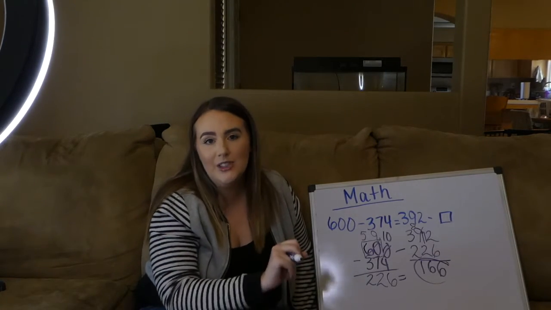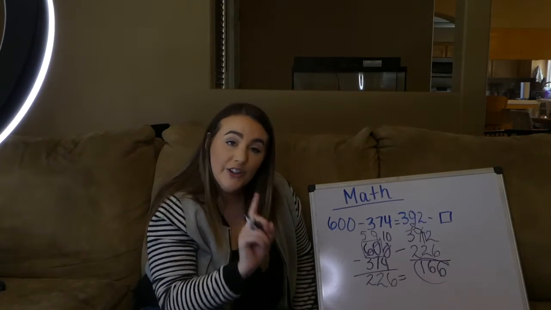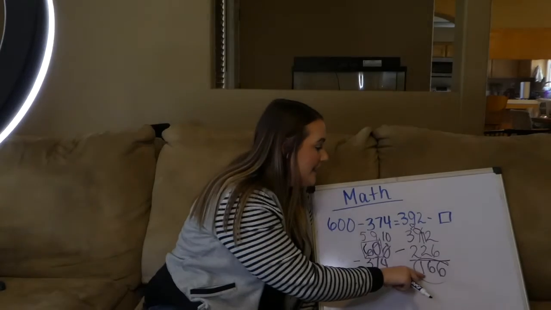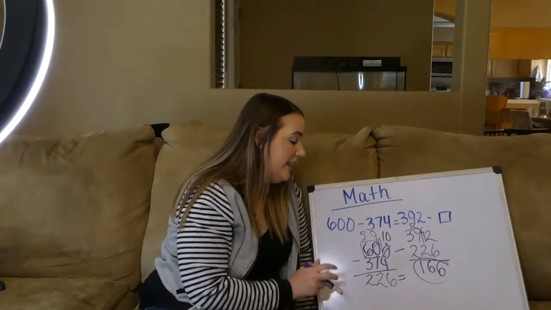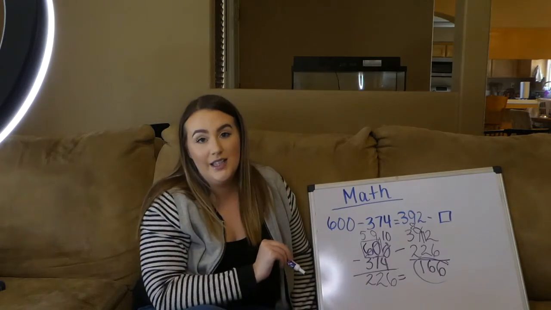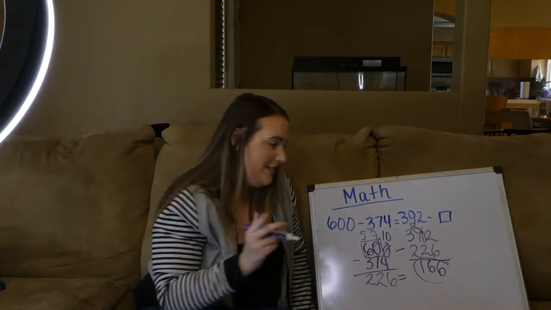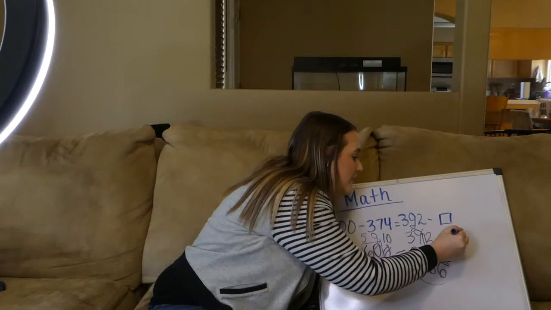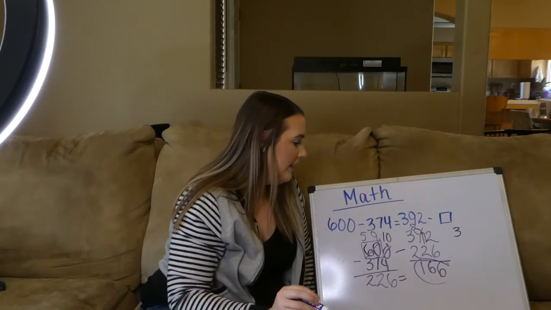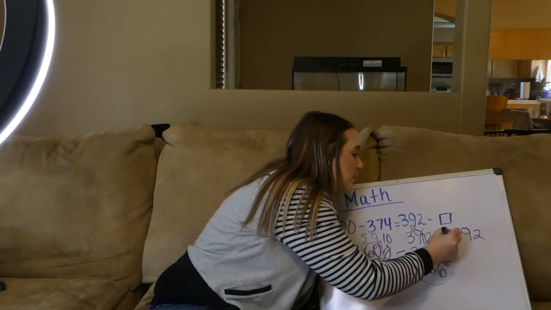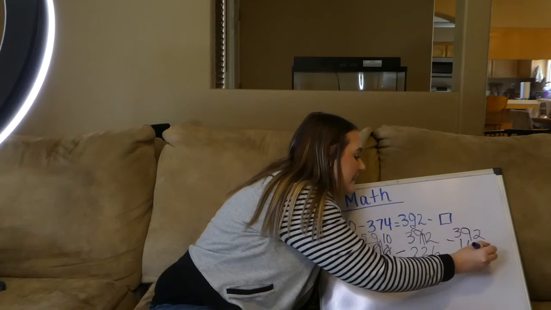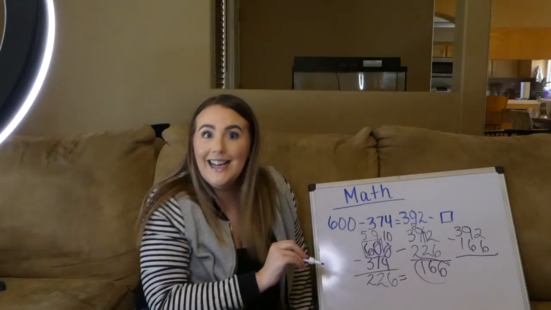We always want to double check our work. If we were correct here, then 392 minus 166 should give us 226. So let's double check our answer. 392 minus 166. Let's check it out.